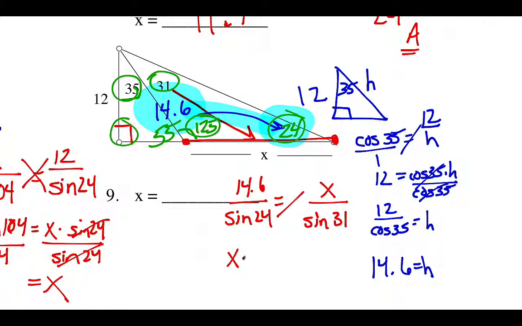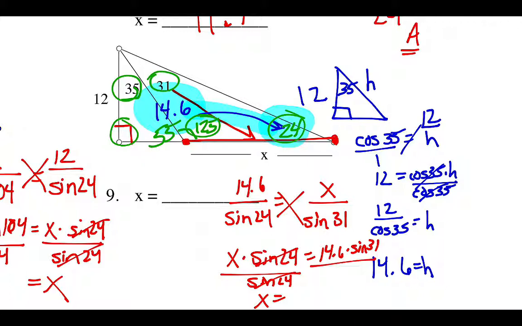So I end up getting x times the sine of 24 equals 14.6 times the sine of 31. So I have to divide by the sine of 24 to get x by itself. So what I'm going to punch into my calculator is 14.6 times the sine of 31 divided by the sine of 24. And when I do that, 14.6 times the sine of 31 equals about 7.5 divided by the sine of 24, and I get 18.48. So we're just going to round to the nearest tenth, so it'd be 18.5 for x.